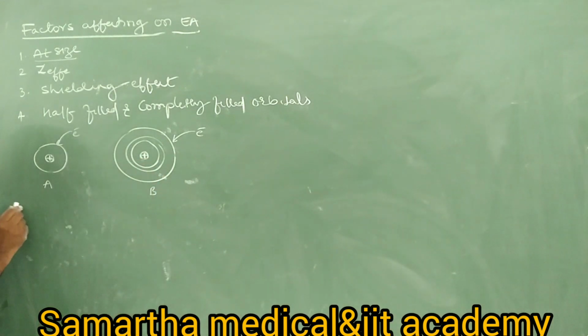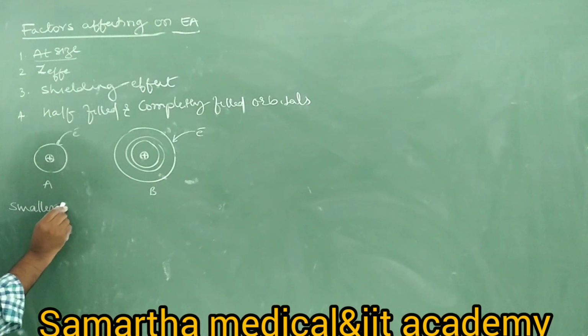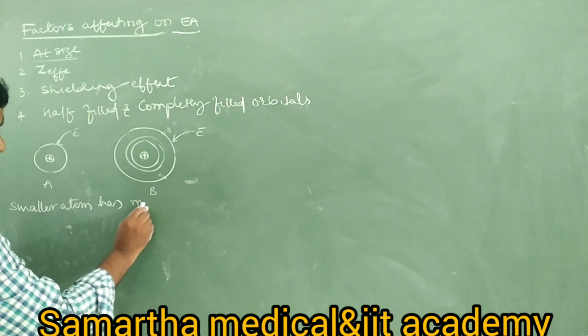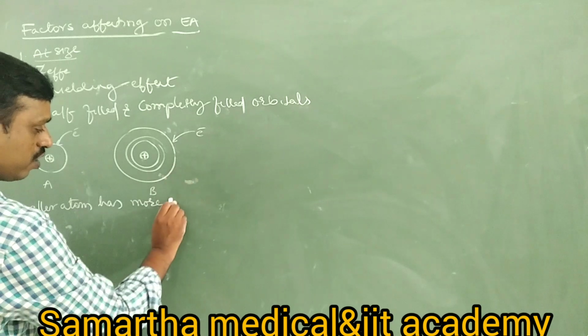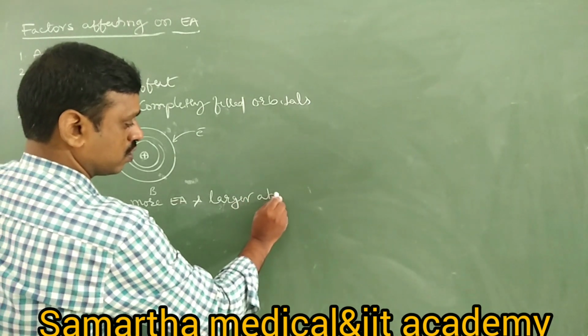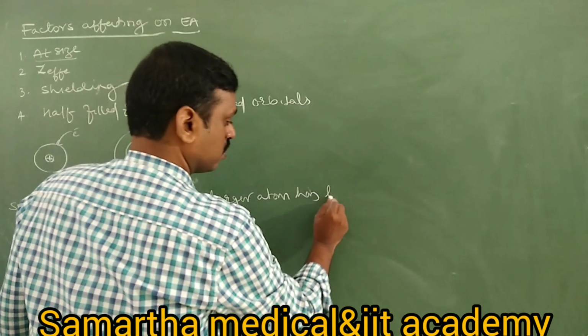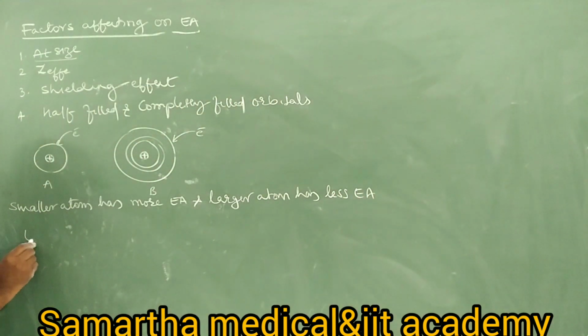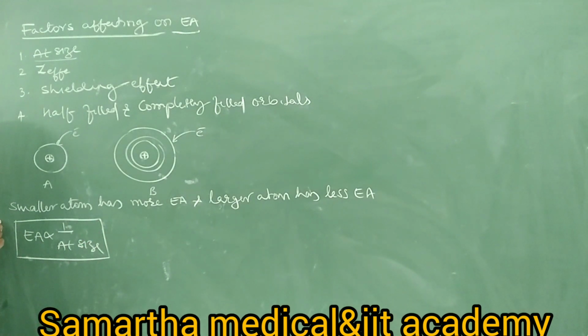So therefore, the smaller atom has more electron affinity, and the larger atom has less electron affinity. It means electron affinity is inversely proportional to atomic size. Remember, this one point is enough to understand. Electron affinity is inversely proportional to atomic size.